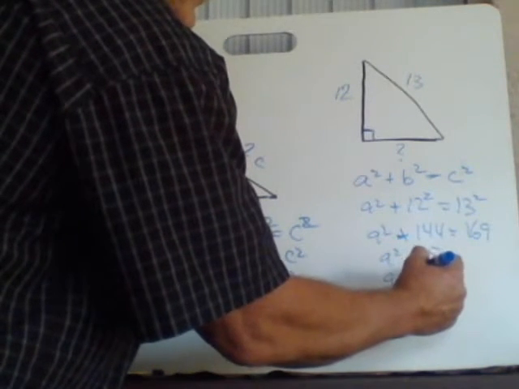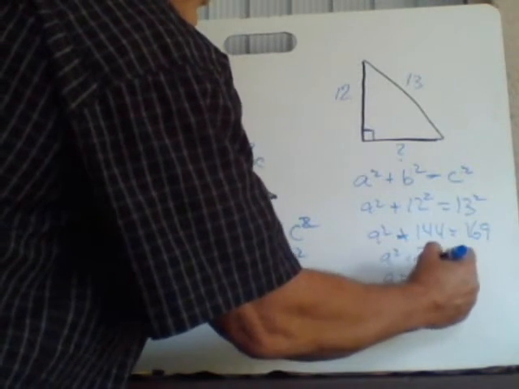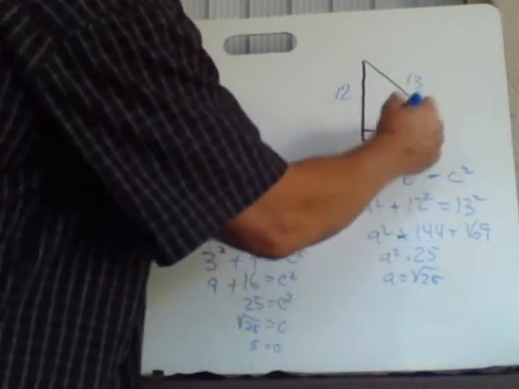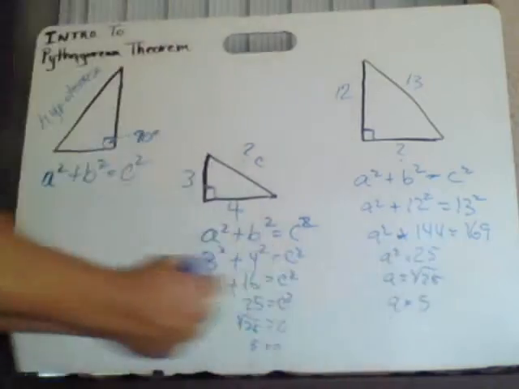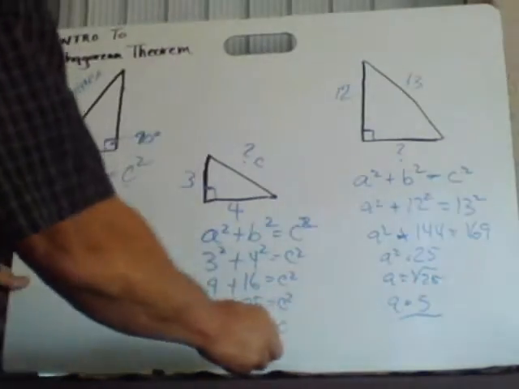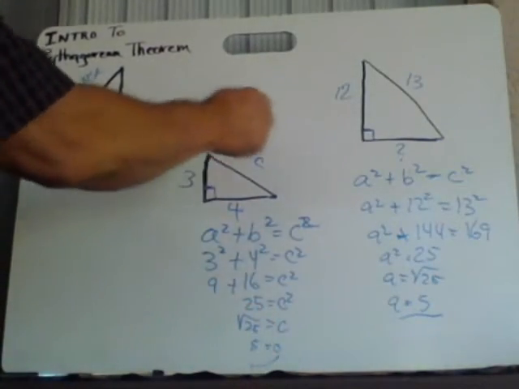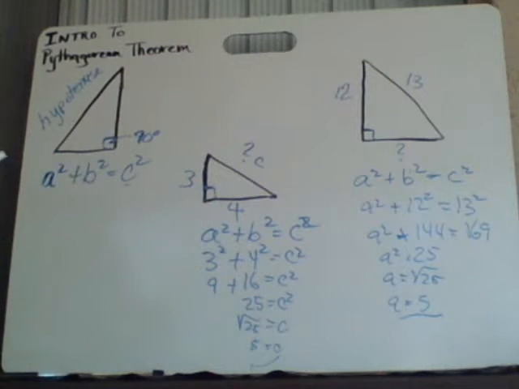a equals the square root of 25, and once again, it needs to be a positive number to make any sense, so we choose 5. So once again, we have 5. These 3, 4, 5 and 5, 12, 13 triangles are called family triangles, and you can take ratios of those numbers and they'll all give the same result. So it's a quick way to solve the Pythagorean theorem.